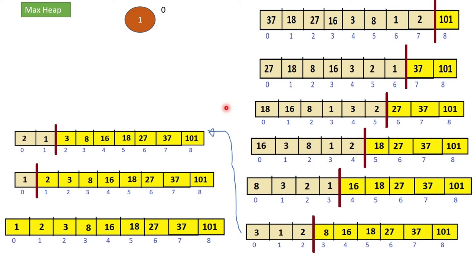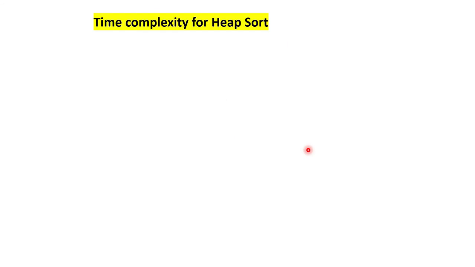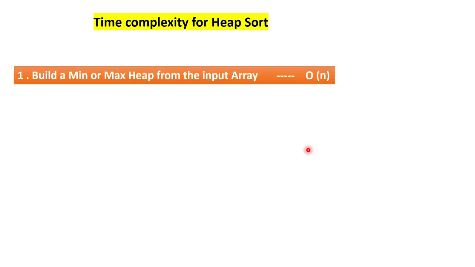Now we will see what is the time complexity required to heap sort one particular array. Now we have to discuss what is the time complexity required for heap sort. So the first step for heap sort is we have to build a min heap or max heap according to our need, like which kind of sort we want to do, ascending or descending. We have to build a max heap or min heap from the input array and that will take O(n) time. Why it is taking O(n) time, that I will explain in a later video.